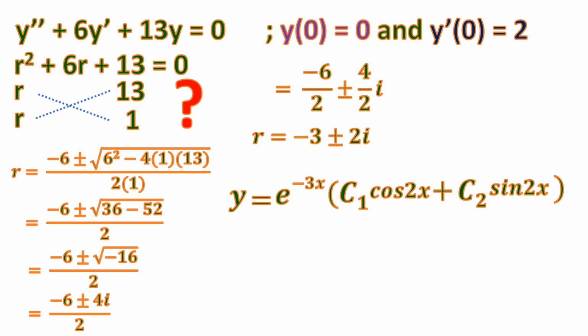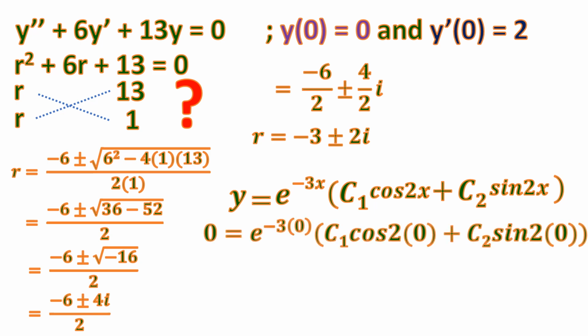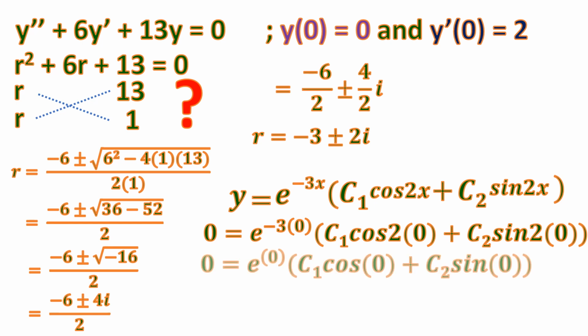So this is the general solution, but we're not going to stop here because we are given the initial values. We're going to use the first one, y of 0 equals 0. It means if x is 0, then y is equal to 0. So if you substitute all x by 0, the y must be 0. So simplify this. e raised to the negative 3 times 0 is 0, and 2 times 0 is 0. That's the angle for cosine and sine. And then we will simplify further.